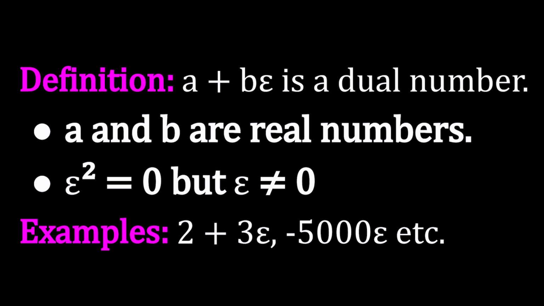Basically, a plus b epsilon, as you know, epsilon is a Greek letter, which is also used in limits, and there's actually a really nice connection if you think about it. a and b are real numbers, so it's kind of made up of two parts, like a complex number.